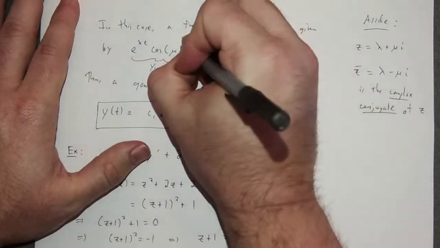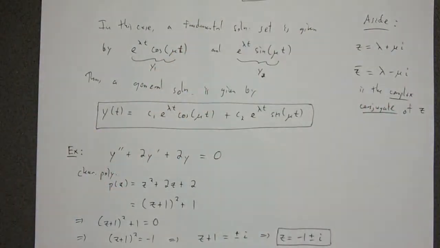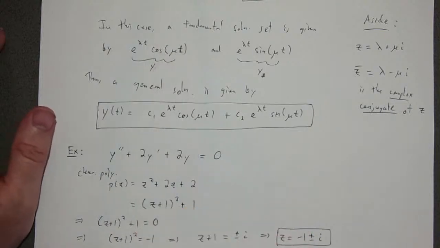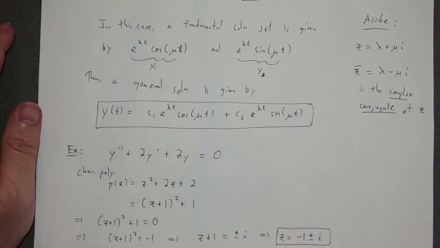Oh, this should be a t. This should be a t. Sorry about that. I see that now. I think I said t when I was writing it, but for whatever reason I wrote i there. So yeah.